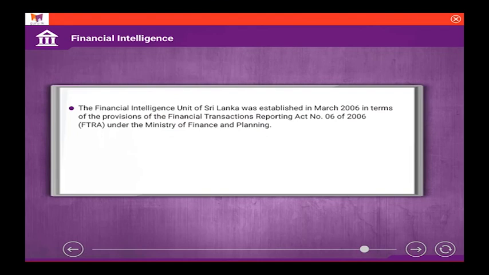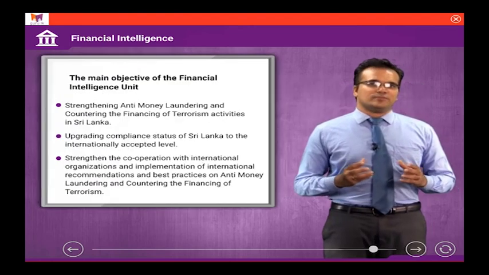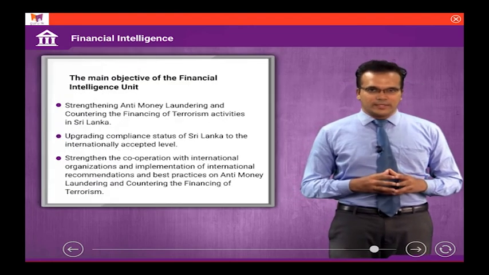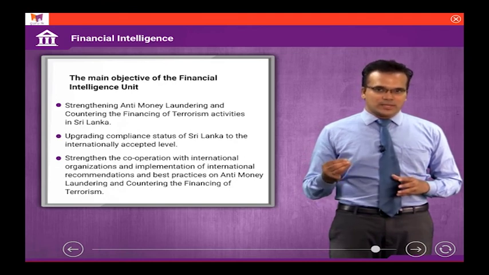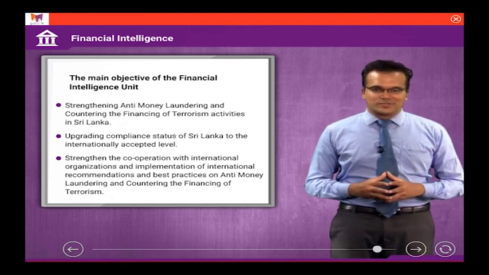The Financial Intelligence Unit of Sri Lanka was established in March 2006 in terms of the provisions of the Financial Transactions Reporting Act No. 6 of 2006 under the Ministry of Finance and Planning. Subsequently, the unit was reorganized as a department of the central bank in February 2007 in order to enhance its operations and to act efficiently to discharge its statutory functions by leveraging on the policy making and regulatory capabilities of the central bank. The main objective of the unit is based on combating money laundering, terrorist financing and other related crimes in Sri Lanka in line with international recommendations and standards. Now you can see those objectives on the screen.